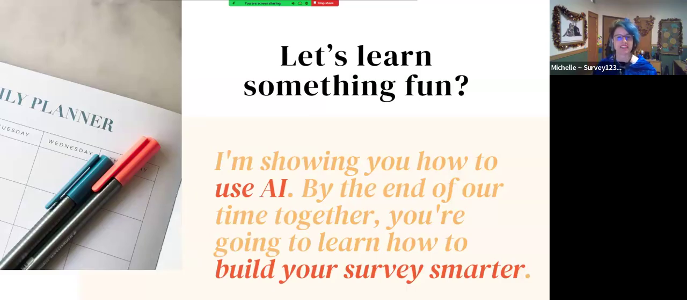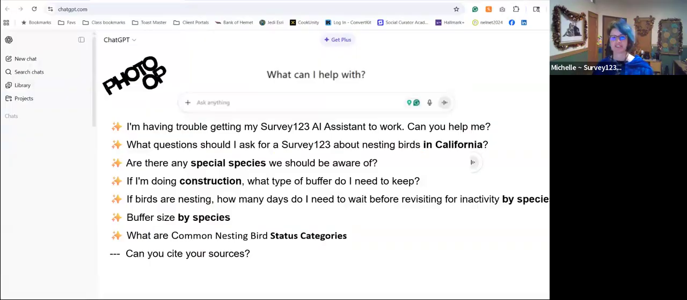Here you go. Let's learn, have some fun. By the end of our time together, you're going to learn how to build your Survey123 smarter. Take a picture of this or a screenshot. These are the questions that I asked ChatGPT before I built the survey, because I had an idea of what nesting bird surveys should look like, but I didn't know all the questions, and I definitely didn't want to go research what buffer sizes and things like that. So here are your questions.